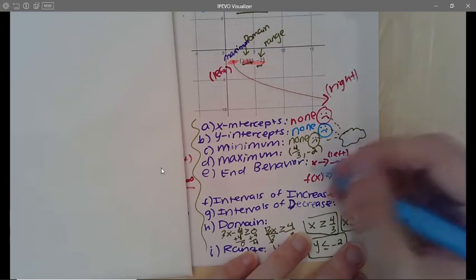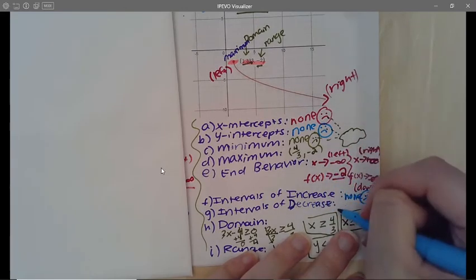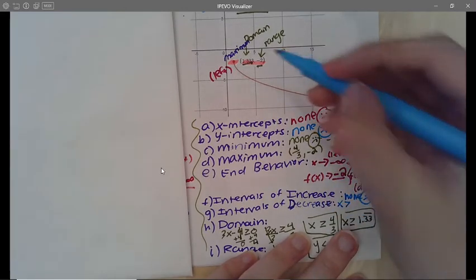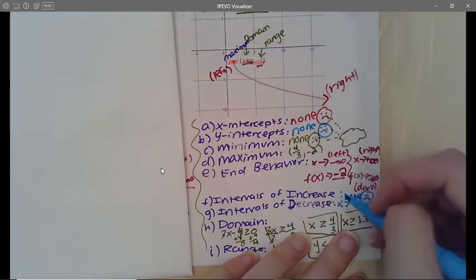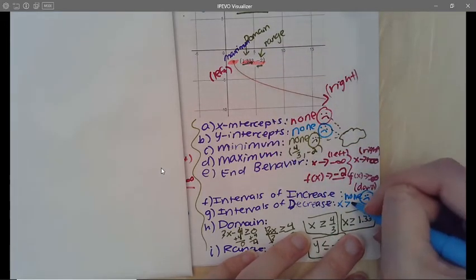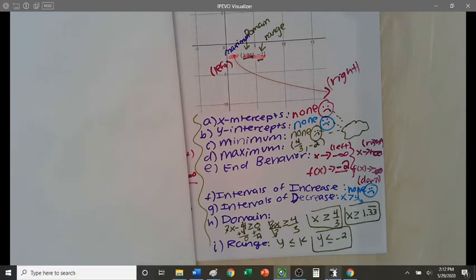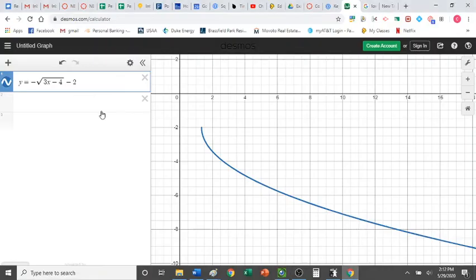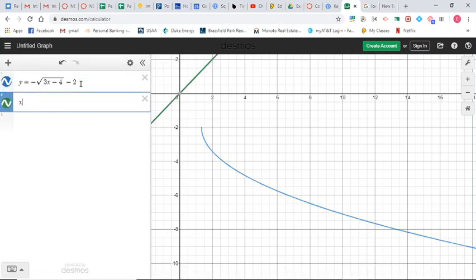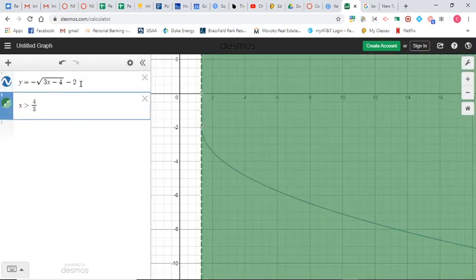Alright, so none, and then the interval of decrease would be where x is greater than the x in our start point, which is 1.33 or 4/3, the way I like to write it, because fractions are our friends. Okay, so that says x is greater than 4/3. I know it's hard to see, which again, if you want to check yourself, on Desmos, if you type x is greater than 4/3, you see it shades over the entire graph. So that means you did it right.